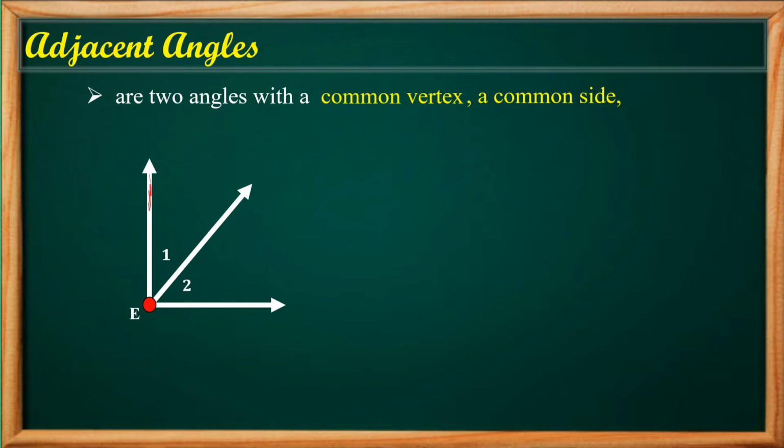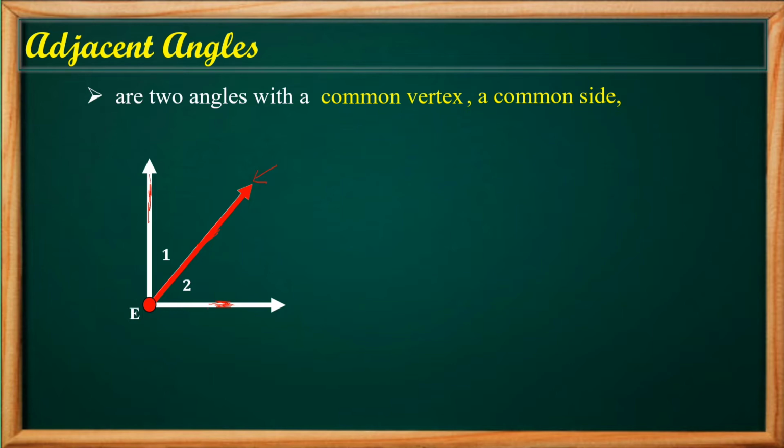Ito, pwede siyang side ng angle 1, at ito rin, pwede na side ng angle 1. Ito naman yung side ni angle 2, at ito rin ang another side ni angle 2. Ngayon, sa dalawa, alin dyan ang common side ng angle 1 at saka ng angle 2? The common side is this part. Okay, this would be the common side of angle 1 and angle 2.